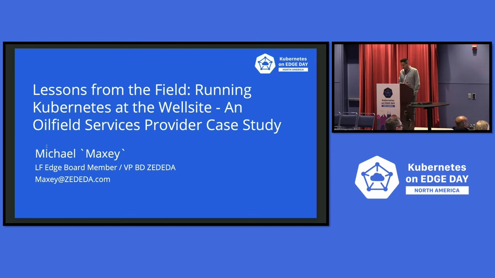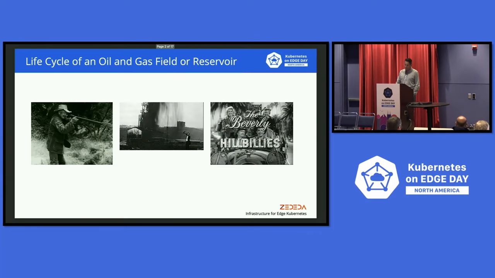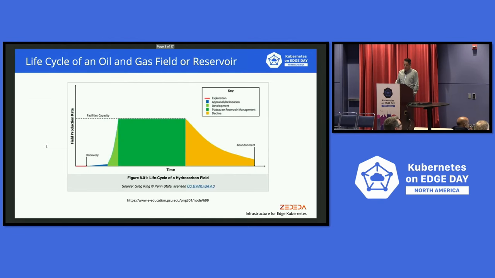So if you'd asked me about a year and a half ago what the life cycle of an oil and gas field looks like, I'd say it's probably something like this, where you're out shooting for some food and oil blows out of the ground, you buy a nice big mansion with a cement pond, and you're off and running. Reality is it's something more along these lines.